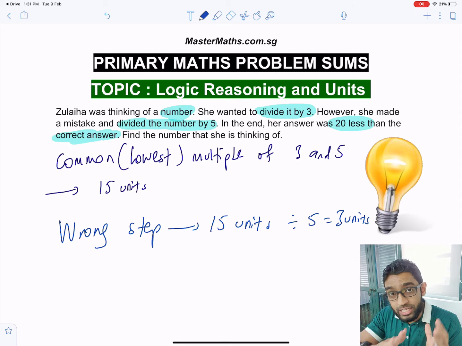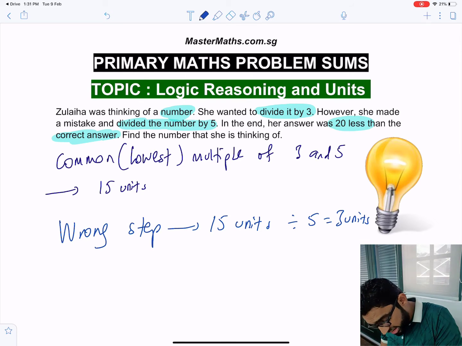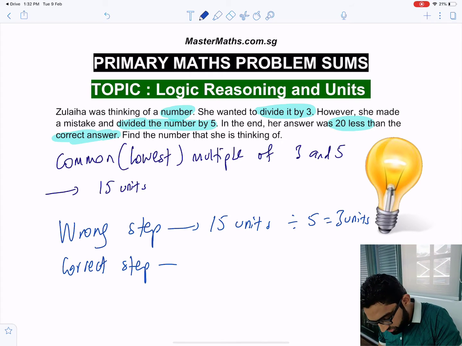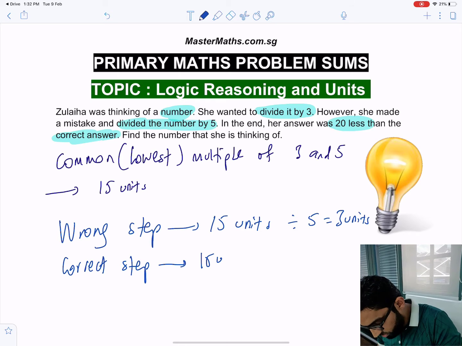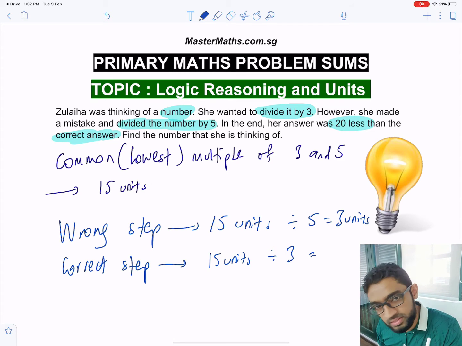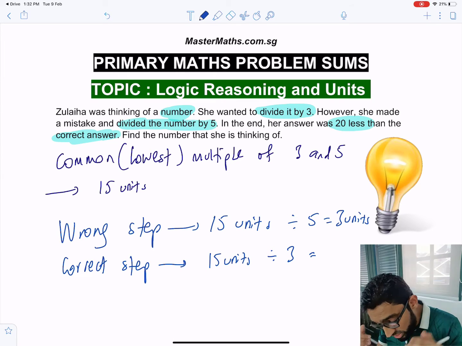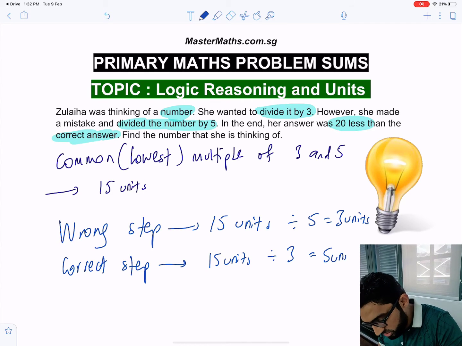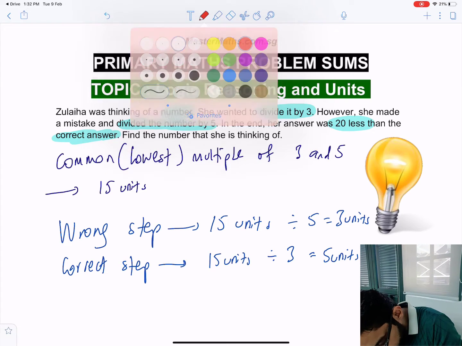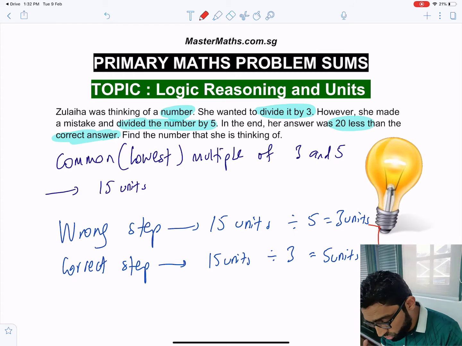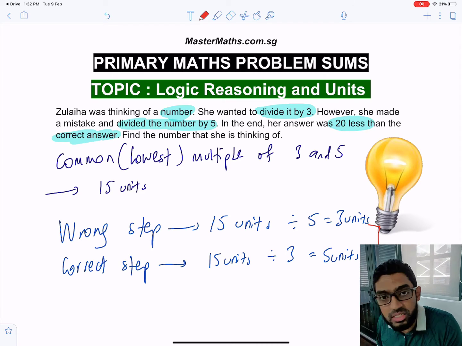When in actual fact, the correct step should be what? Let's write it down. The correct step should actually be 15 units divided by 3. She's supposed to divide this number by 3, but she divided by 5. So when you actually divide by 3, you are supposed to get an answer of 5 units. Now have a look. There is this difference that amounts to 2 units. And this 2 units is really this 20 here.